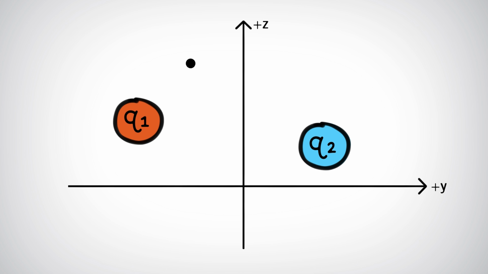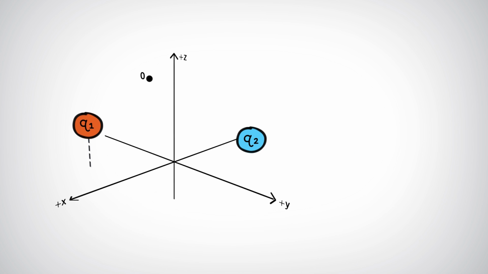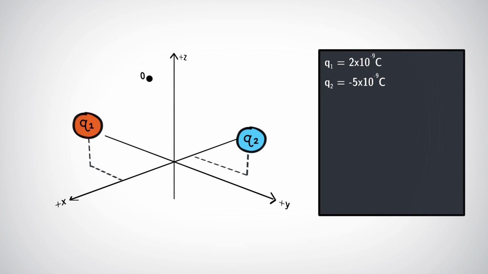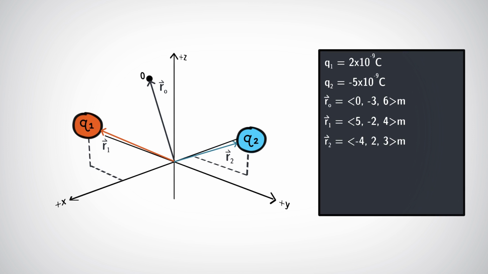Here's the problem. Find the total electric field E net at position O due to charges Q1 and Q2. Both the values of charges Q1 and Q2, as well as the position vectors R sub O, R1, R2 that locate, respectively, the observation location O, charge 1, and charge 2 are given as shown.